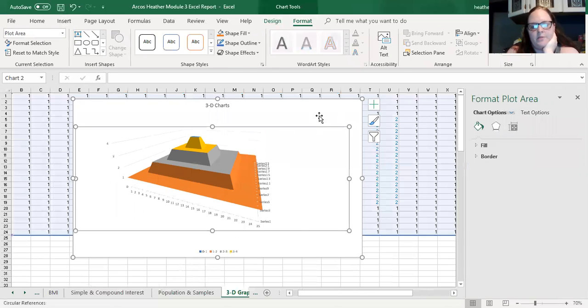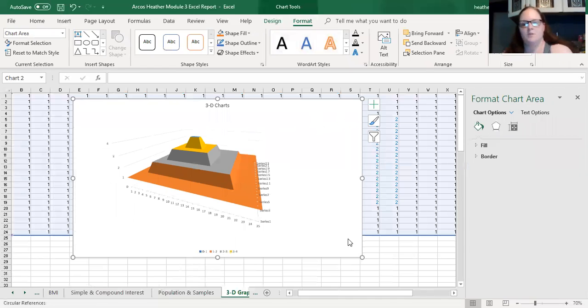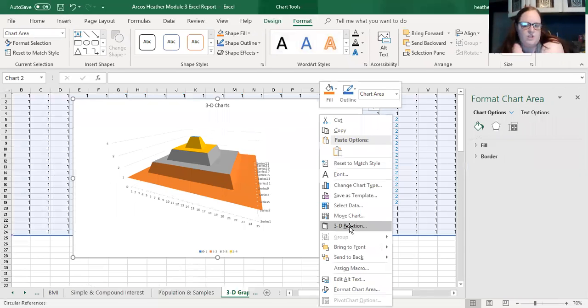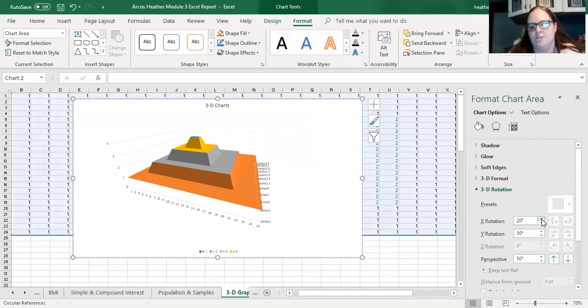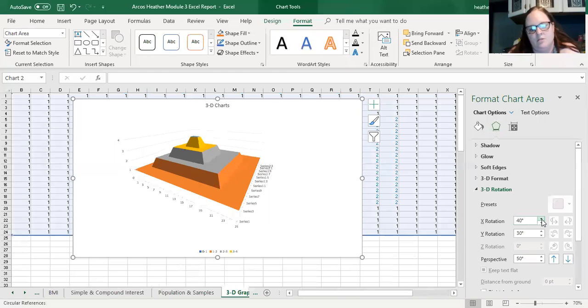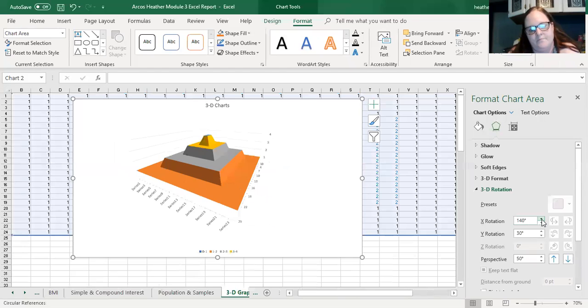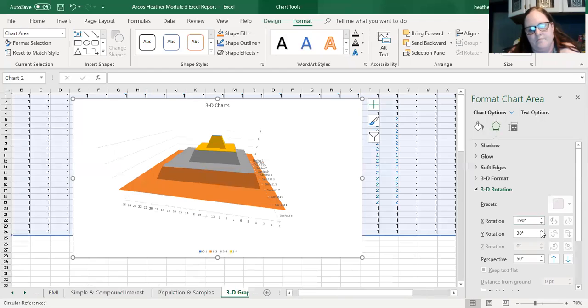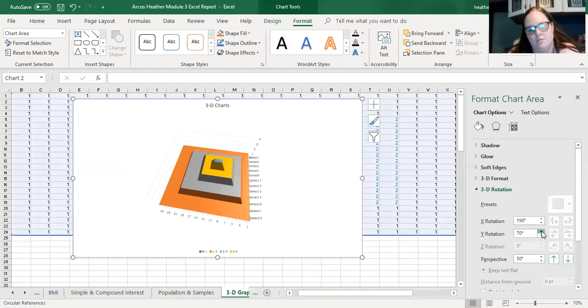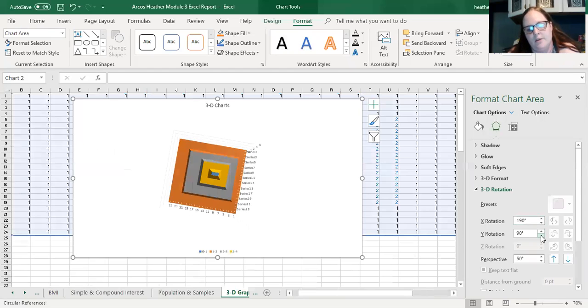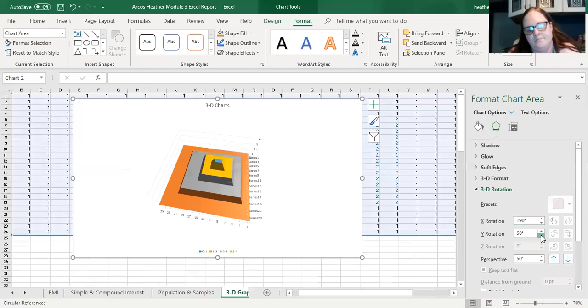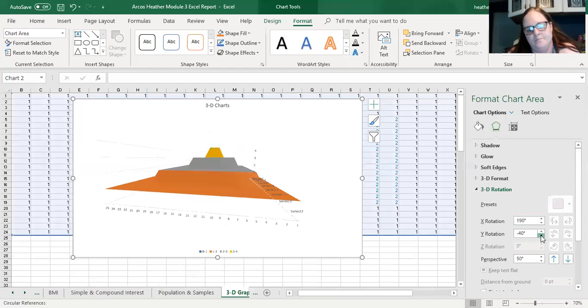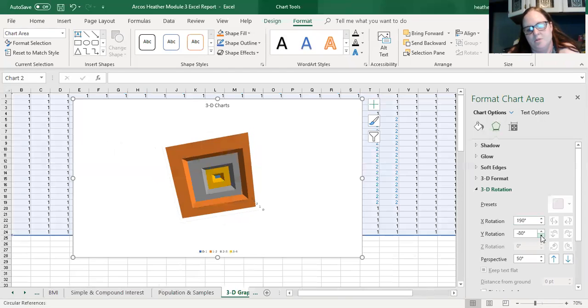Oh, no, I know what to do. Do our 3D rotation. Just see how it changes when we change the perspective with it. We can kind of look at it this way. And underneath, I thought this one was really cool.